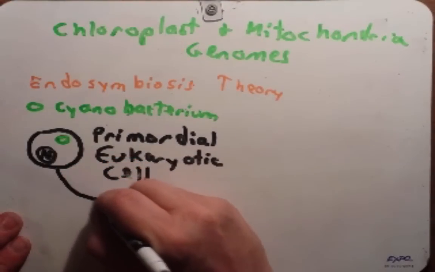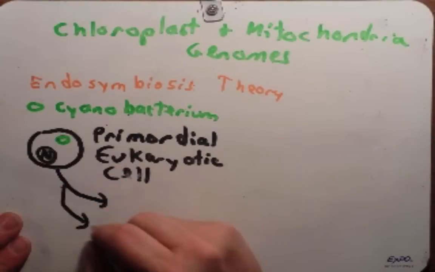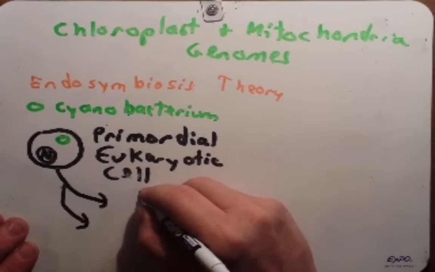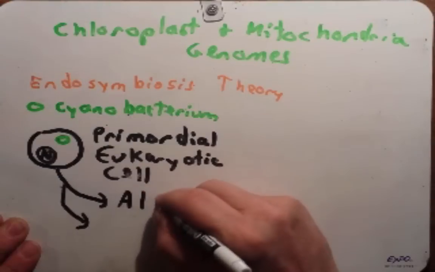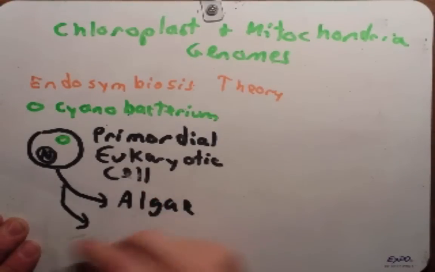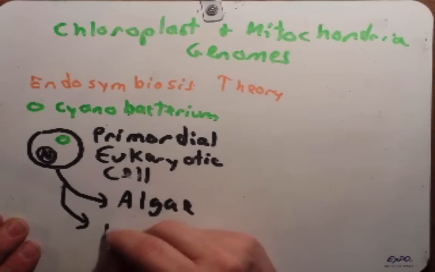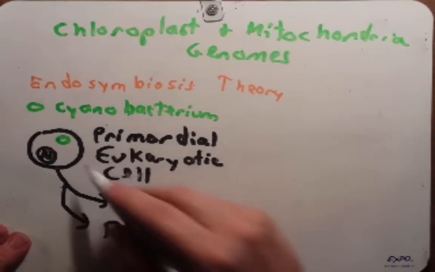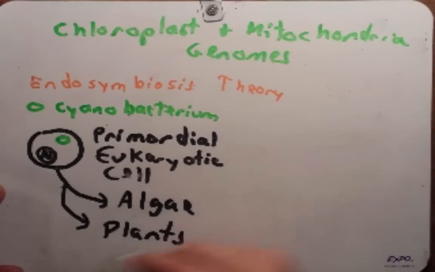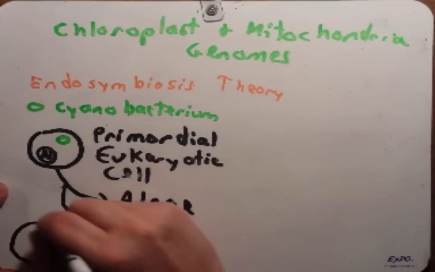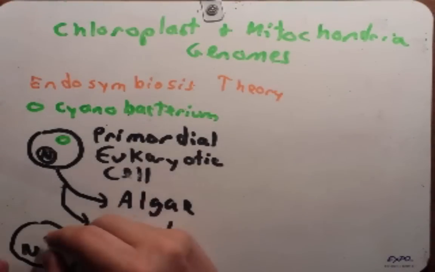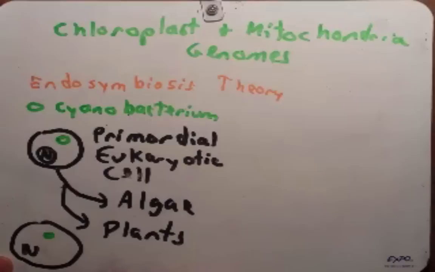Having this allowed this primordial eukaryotic cell to evolve and adapt and become what we now know as some of our algae, and plants. So our photosynthetic algae were derived this way. They have the chloroplasts in them, as do the plants. And so let's just draw one of these cells here. It still has the nucleus and has this chloroplast that at one time was the cyanobacteria.